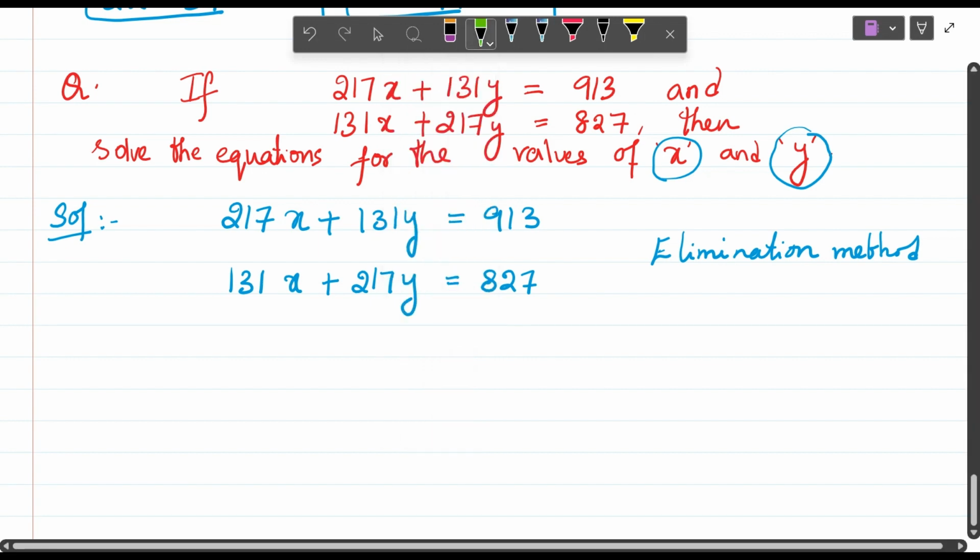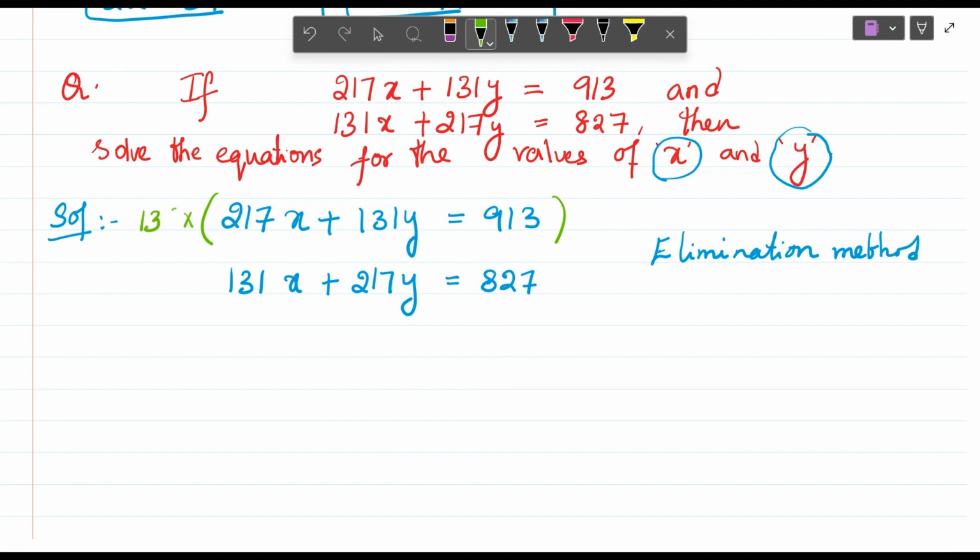x, students. So what I am going to do is I am going to multiply the first equation with 131, and I am going to multiply the second equation with 217. Clear, students? Right? Okay. So let us do the distributive property for the whole equation, means both LHS and RHS. Is it clear, students? So now multiply.